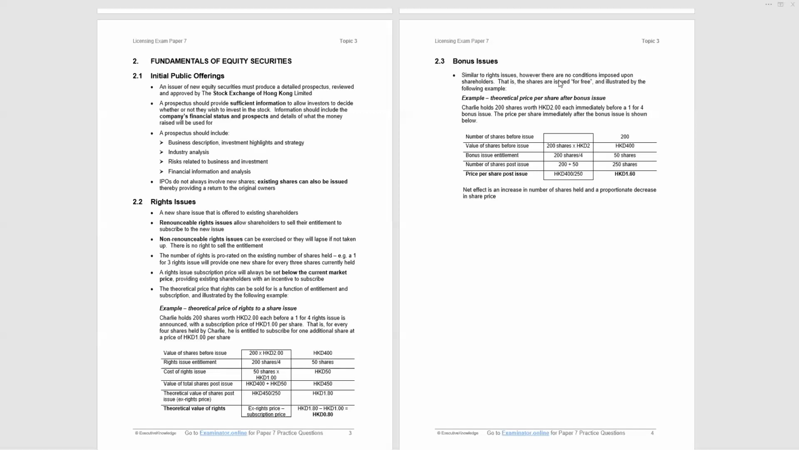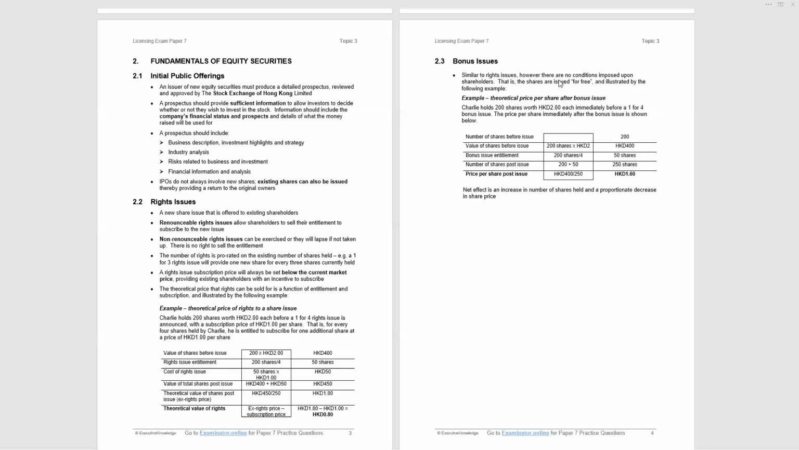With a bonus issue, it's similar to a rights issue. However, there's no subscription price. You get the shares for free. And looking at the example, top of page 4, Charlie holds 200 shares. They're worth $2 each. And then there's a 1-for-4 bonus issue. There is no value of rights because you don't have a right. You automatically will receive these shares.